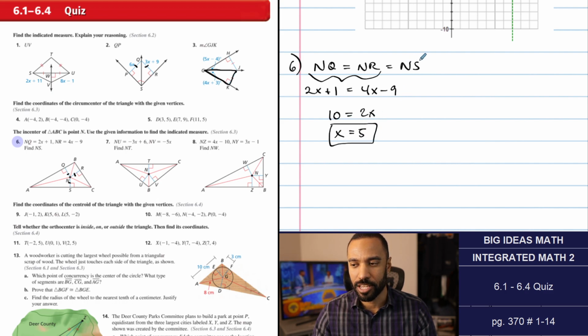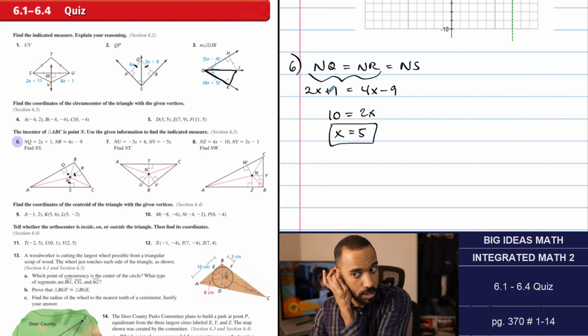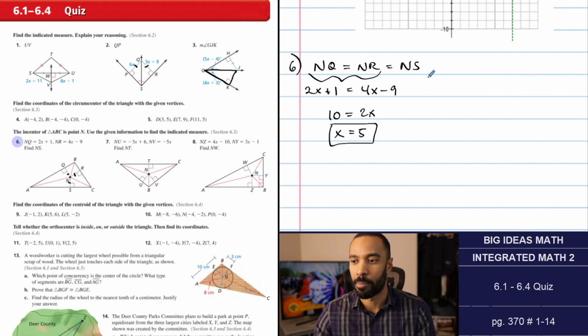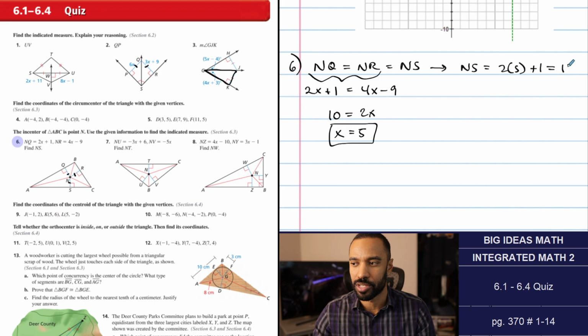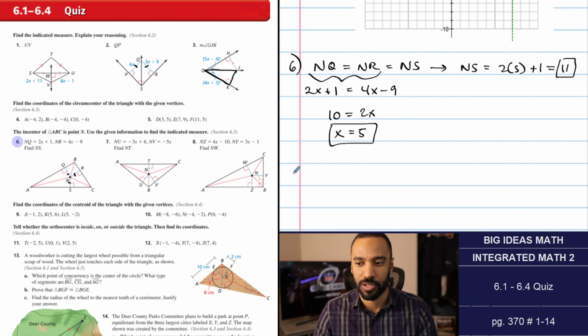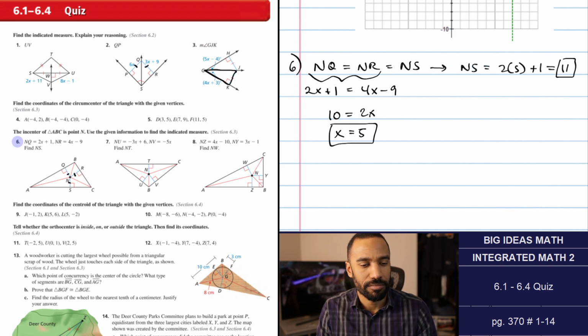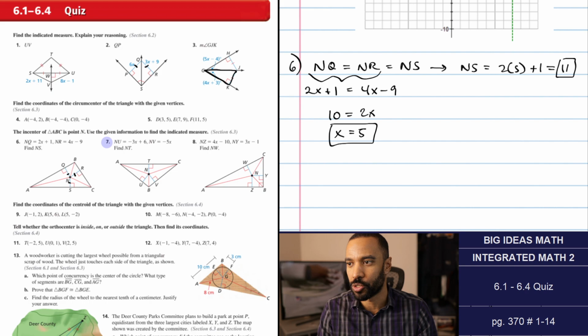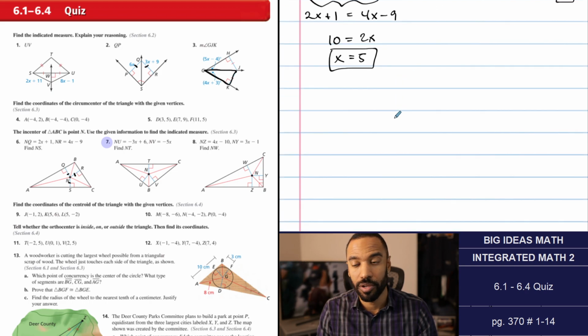Now to find the length of NS, because it's the same length as these, you can either use 2x plus 1 or 4x minus 9, substitute 5 into there and get your value. No matter what, you will get 11. NS equals 2 times 5 plus 1, which is 11. Or 4 times 5, 20, minus 9 is 11. Either way, you're getting the same answer. That's number 6. 7 and 8 probably are going to be very similar in what we do unless they start playing with Pythagorean theorem stuff. We'll see. I like when they get tricky. Don't know if they will.